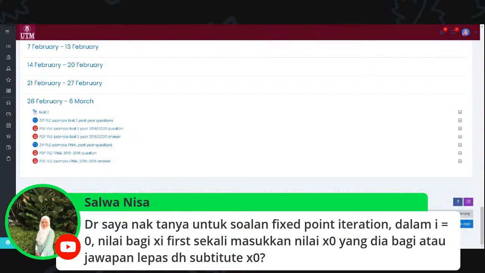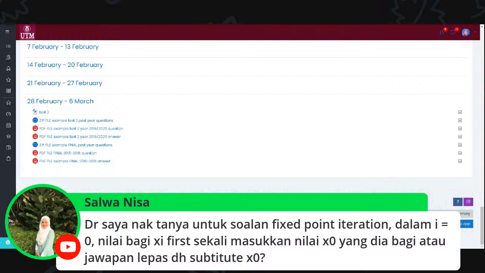Doktor, saya nak tanya untuk soalan fixed point iterative method, I equal to 0, nilai I xi first sekali masukkan x naught kan yang dia bagi, lepas tu jawablah. Okay, betul. So yes, the first thing is they give you the initial condition. We call it the initial condition x naught. Whether 0.2, 0.0, 0.01. So you need to use the initial condition to create the next iteration.